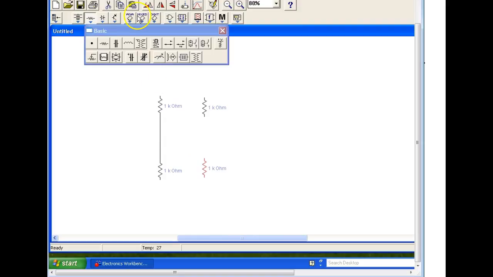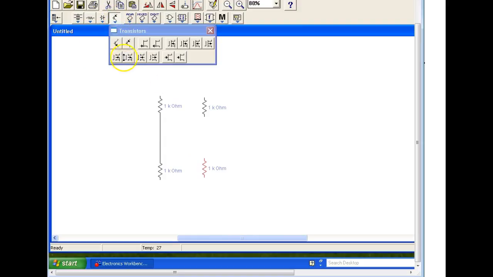And then we're going to come over here and get, here's our transistors. We're going to get an NPN transistor and put it right here. I'll try to put it right there. If you get them too close together, a lot of times it won't let you connect them.